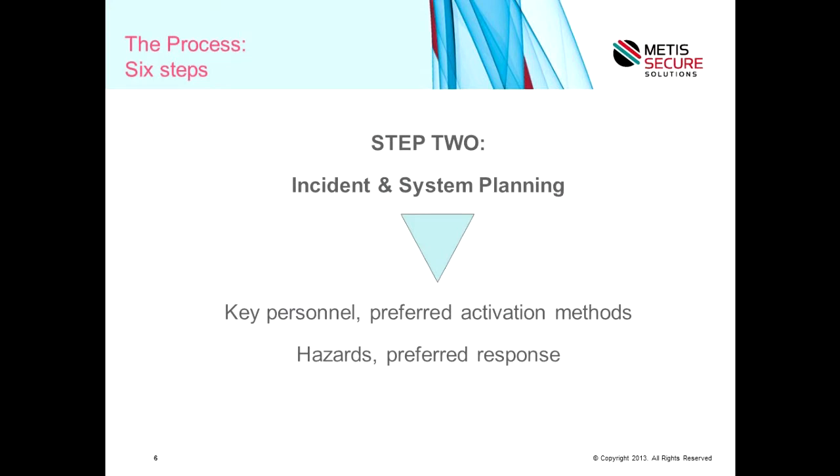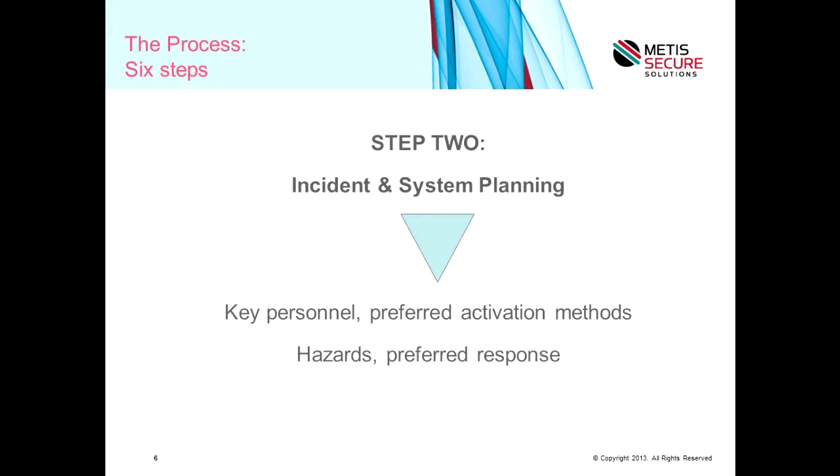Step 2 is incident and system planning. You probably have some kind of emergency incident plan or procedure for your site or sites, so this step may already be complete. The goal of step 2 is to identify who will be responsible for activating emergency alerts and what method of activation would be best for them.